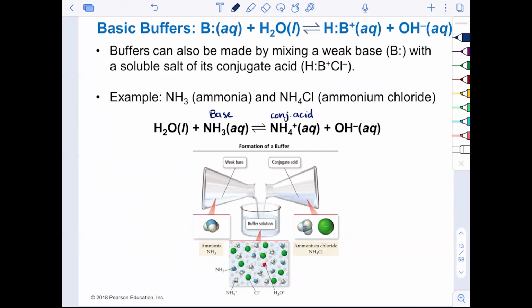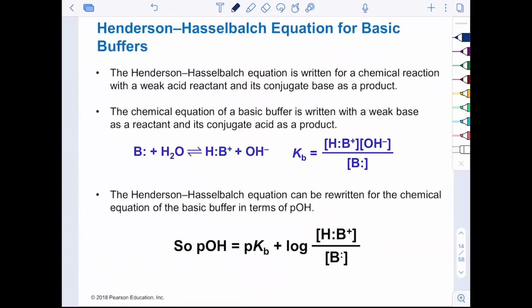Again, with these basic buffers, just like the basic ICE tables before, we would calculate the hydroxide concentration, find the pOH, and typically we ask for the pH of a buffer, so you would take 14 minus the pOH. Now the Henderson-Hasselbalch equation for basic buffers looks a little different because for basic buffers, we're given a Kb, so we would have a pKb. So our Henderson-Hasselbalch equation would be pOH is equal to the pKb plus the log of the conjugate acid divided by base.